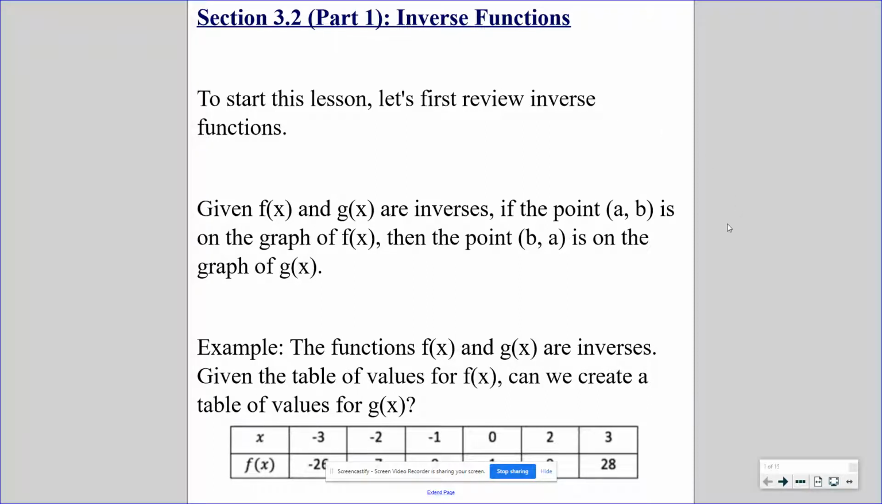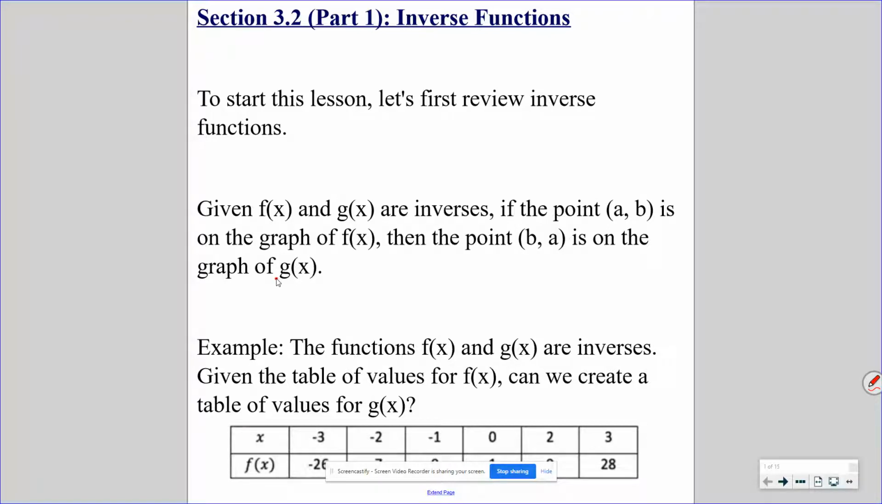So for part 1, our focus is going to be on inverse functions. To do this, we're going to eventually get to how to take derivatives of inverse functions. But for now, we need to review what an inverse function is so that you actually know what we're talking about. So let's go back to pre-calc for a few minutes.